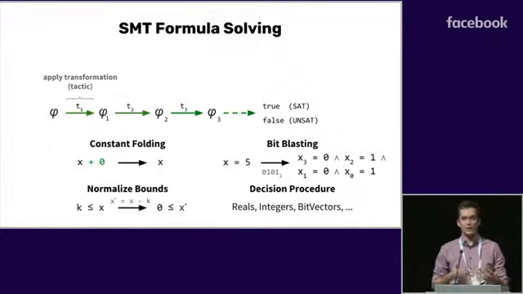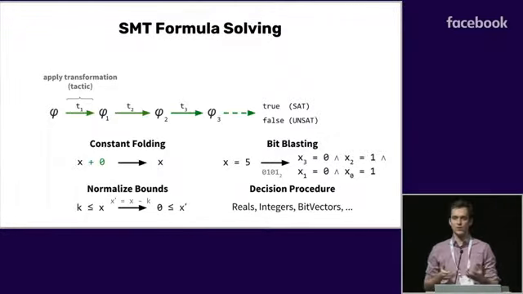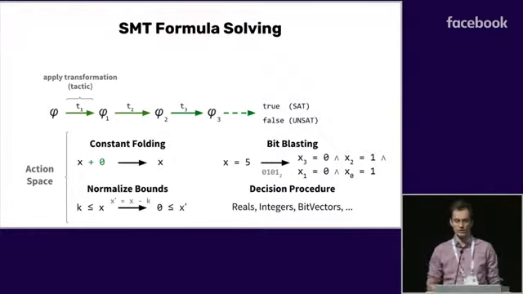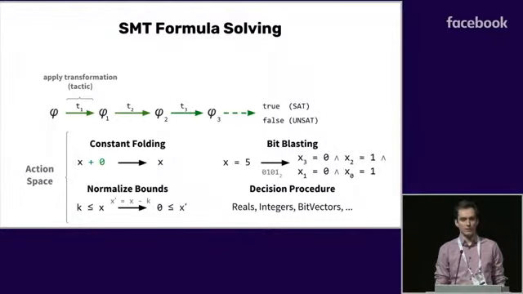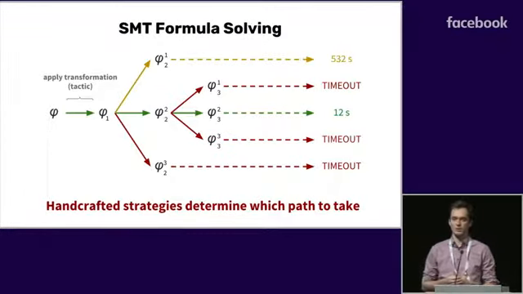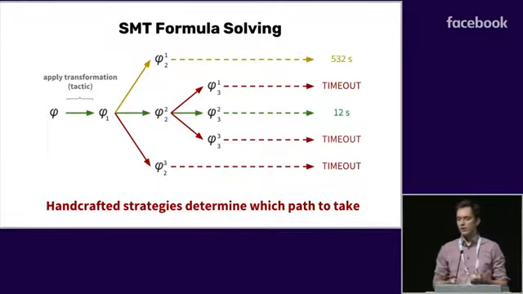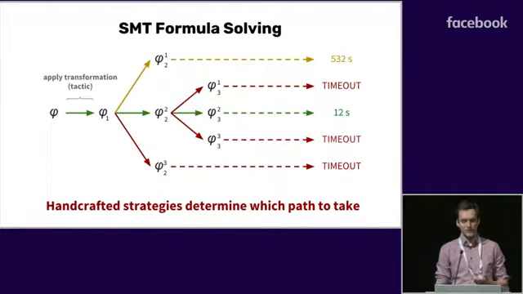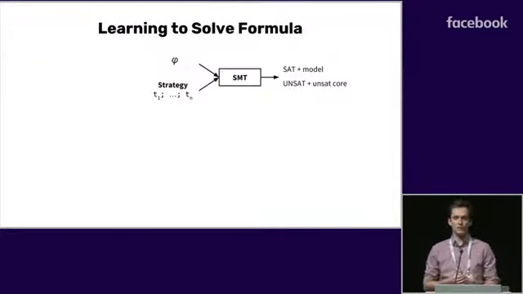Now, even though I gave you intuition about what these transformations are, in our work, we actually treat them as a black box. What is only important is to think of them as an action space that the learning will consider. And naturally, the challenging part is that at each point, there is not one transformation that can be applied, but a lot of them. And depending on which choice you make, you can either solve the formula very quickly, or you might not even solve it at all. So with this in mind, how can we go about learning to solve the formula?